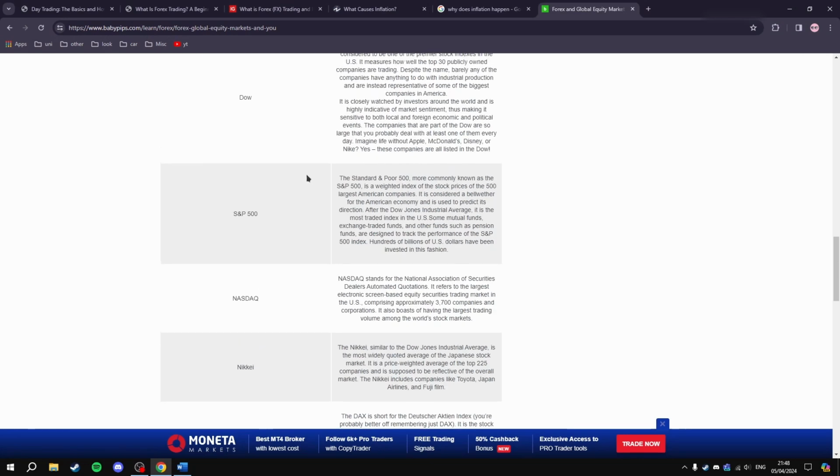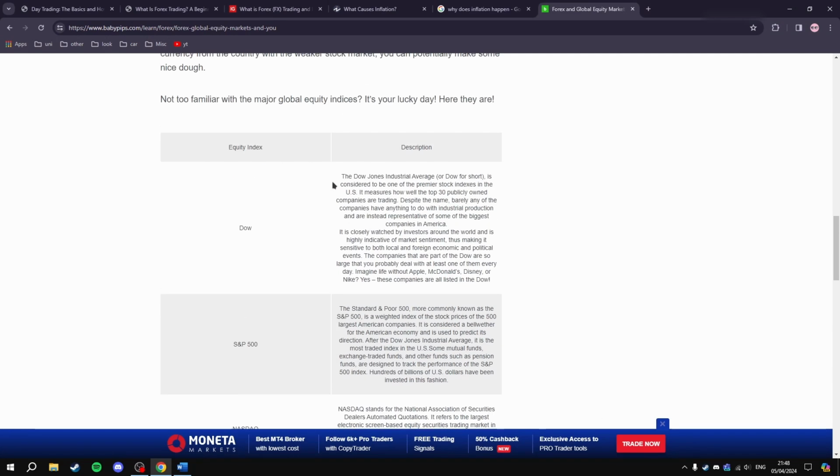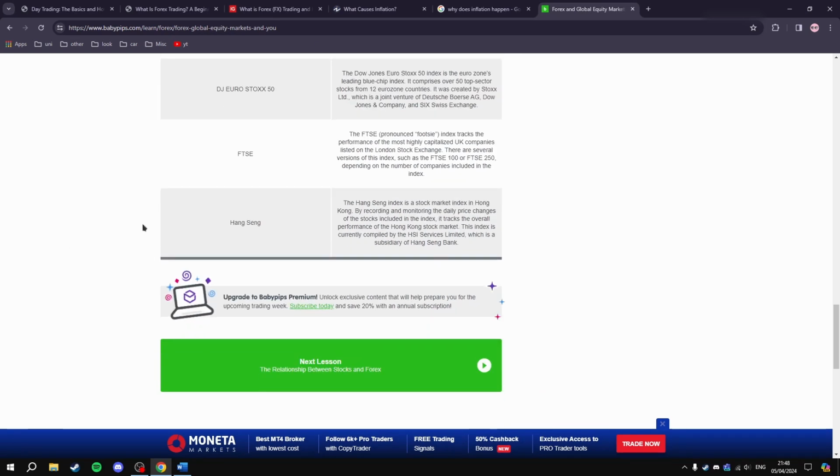I should probably make some facts page for each of these equity indices to get to know more about them. So do more reading on each of these equity indices in the future. Note to self.